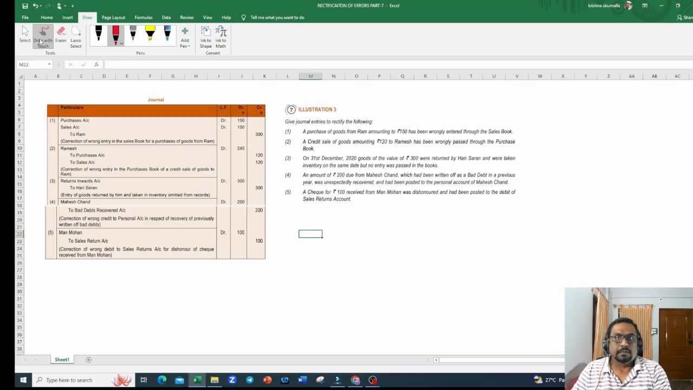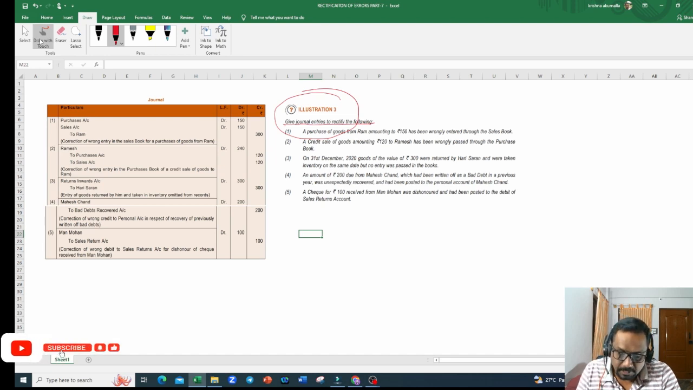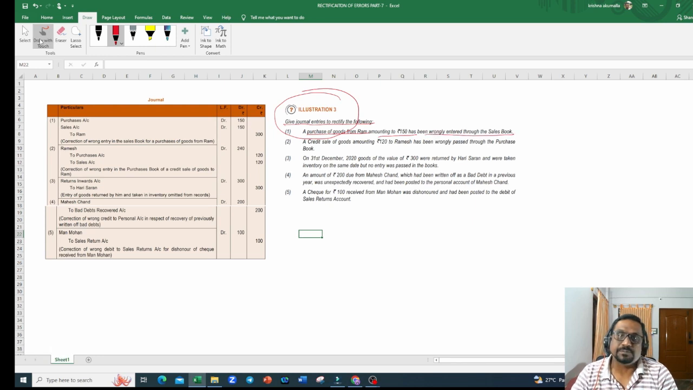Okay guys, let us get into the problem now. We are going to talk about illustration 3 today. What is this illustration 3? It says: give journal entries to rectify the following. A purchase of goods from Ram amounting to 150 has been wrongly entered through the sales book. Very important point, guys: a purchase of goods from Ram.